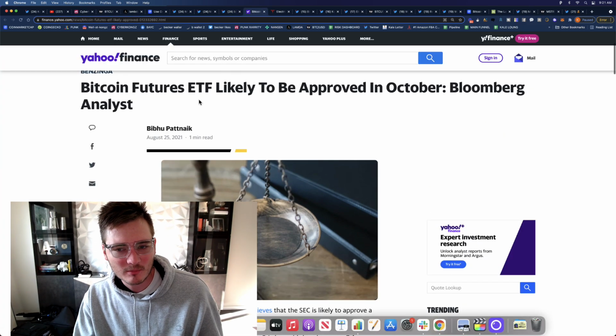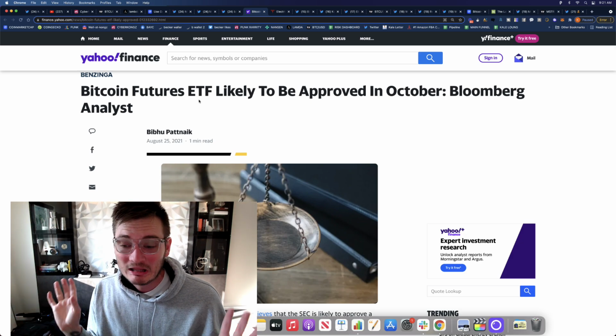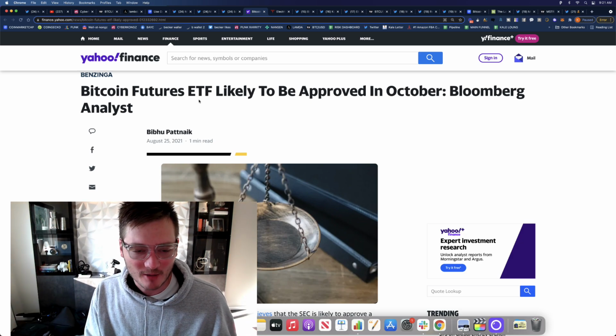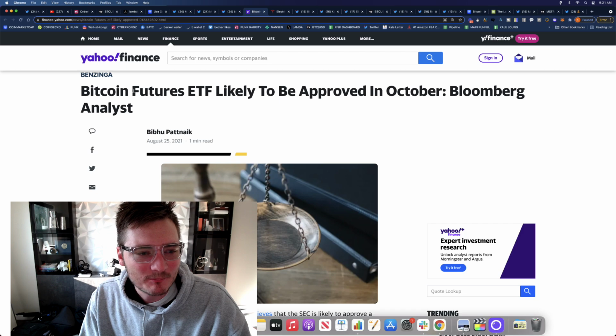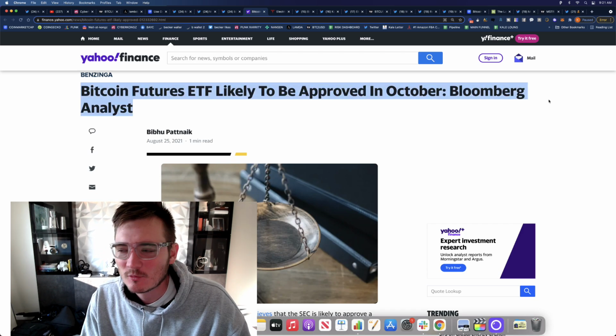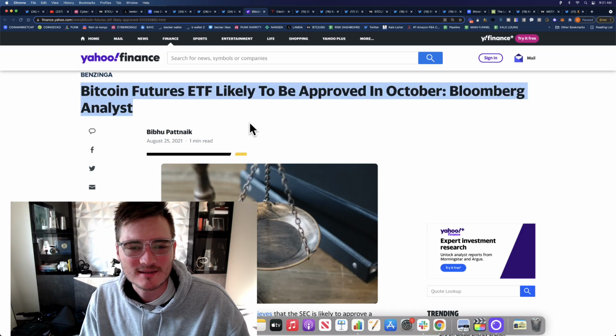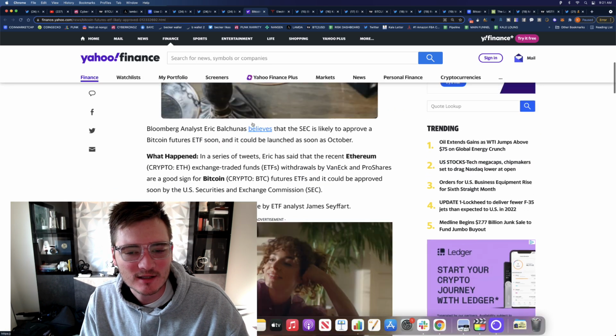Actually, Bloomberg also published an article, and we know Bloomberg, they're pretty bad at their job, so who knows, but they're saying that a Bitcoin futures ETF is likely to be approved in October, according to this analyst. And I actually do think that this is likely, and here's why, okay?